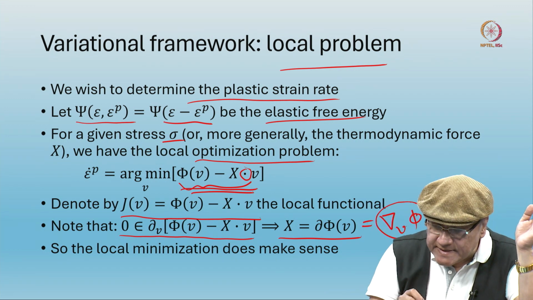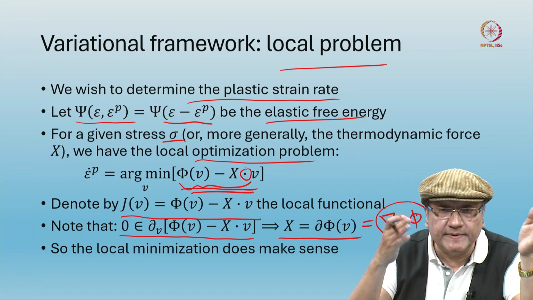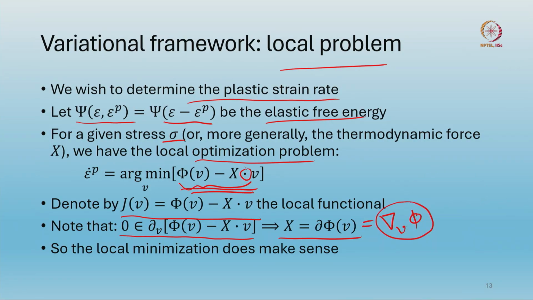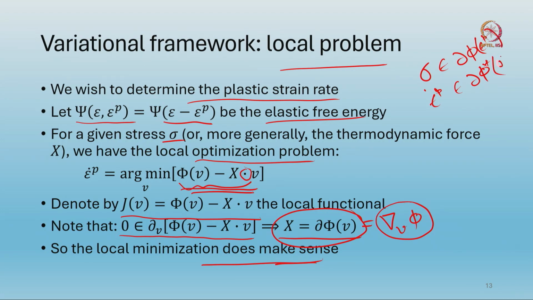So the local minimum, since x is del phi of V, is basically the known flow rule. So therefore this local minimization must make sense, right. You observe that, because we know that this is the correct representation of stress from the flow rule. You remember the flow rule: sigma belongs to del phi, right. Similarly epsilon p dot belongs to del of phi star. This phi is a function of epsilon p dot, and this phi star is a function of sigma.